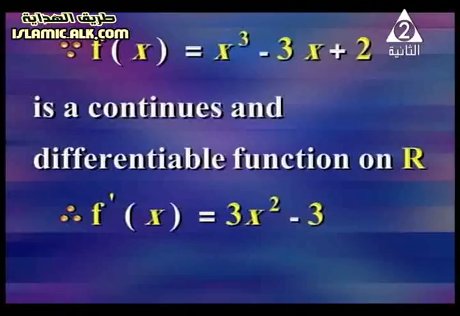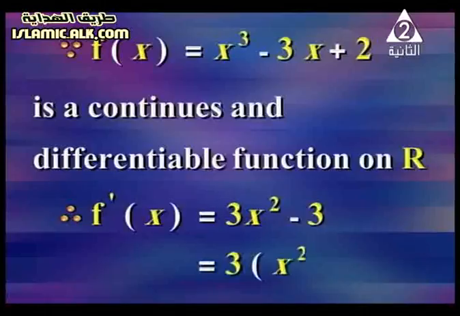Dear student, at first, f of x is a continuous and differentiable function. Why? Because it is a polynomial function, x power 3 minus 3x plus 2. By using differentiation, the derivative of x power 3 equals 3x power 2, the derivative of negative 3x equals negative 3, and the derivative of 2 equals 0. Then the derivative of f of x is f dash x equals 3x power 2 minus 3. What else?